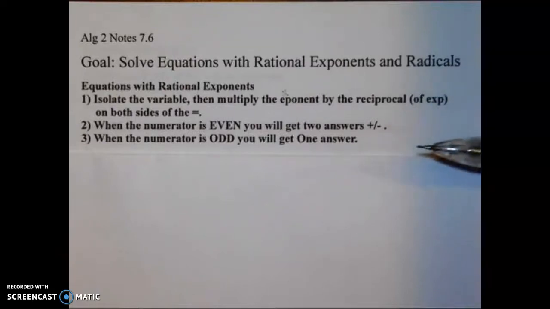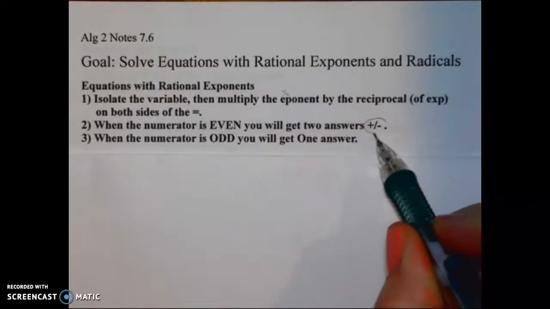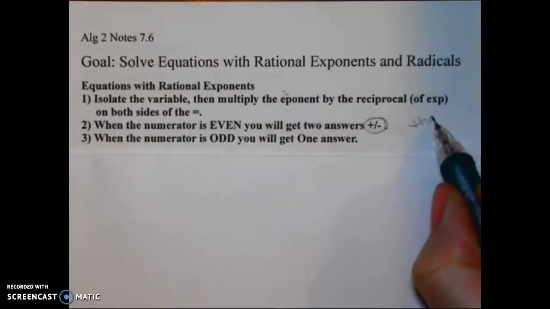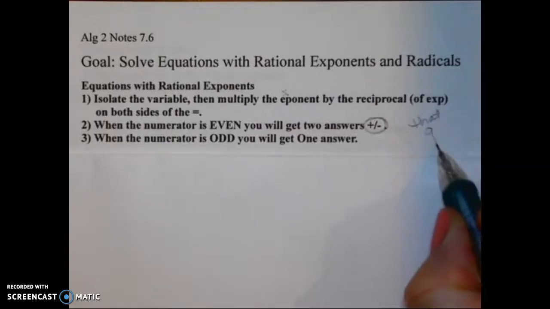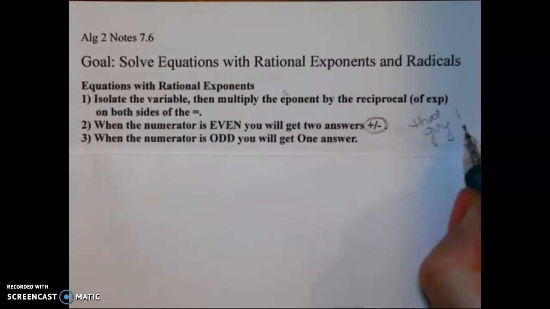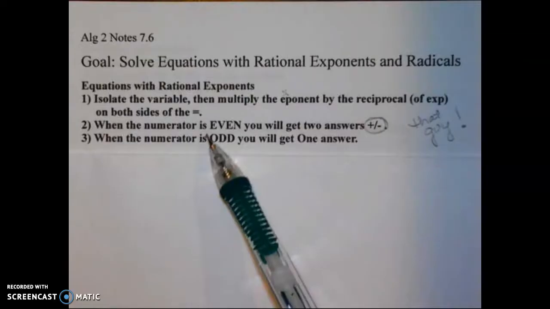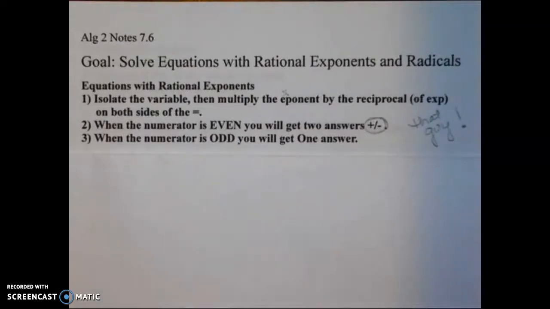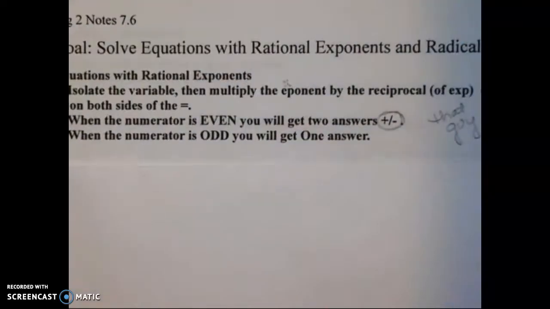If the numerator's even, you're going to get 2 answers. One is going to be plus and one is going to be minus. You need a plus minus in there. Don't be that guy. Make sure that if you have an exponent that has an even numerator, you're going to have 2 answers. When the numerator is odd, you will get 1 and only 1 answer. Let me show you what they look like.